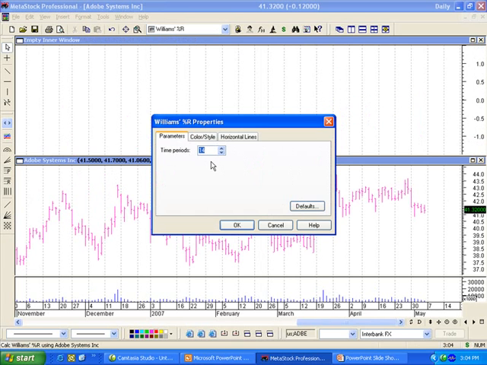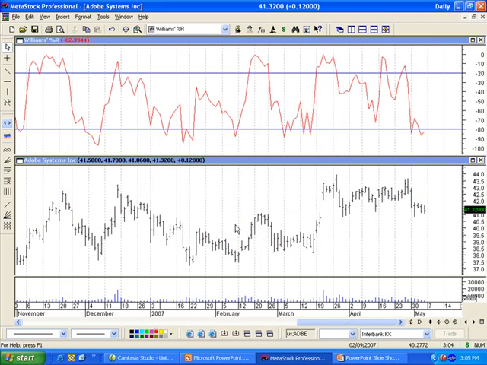And at this point, you can actually choose the time periods that you want the indicator to use. You can choose the colors, the styles, or even horizontal lines in the indicator as well. I'm just going to go ahead and choose the defaults and choose OK. At this point, it plots the actual indicator right on my chart.